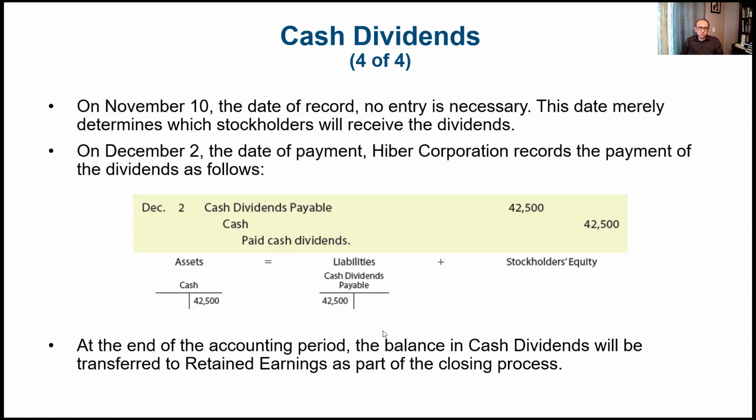On November 10th, which is the date of record, no entry is necessary. The date merely determines which stockholders will receive the dividends. So as I said before, for journal entry purposes, that's not very critical. But the date of payment is.